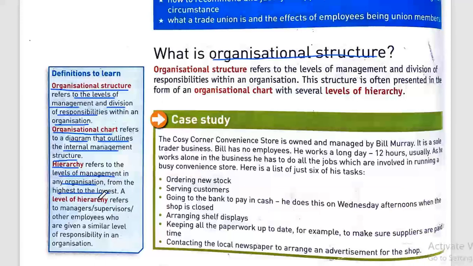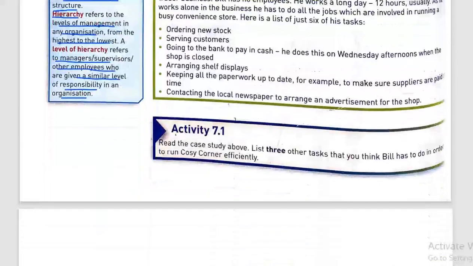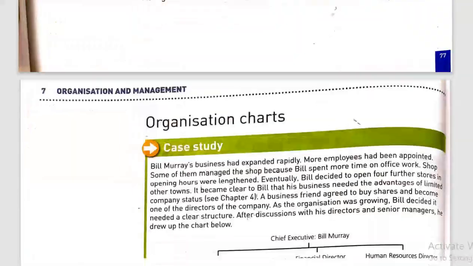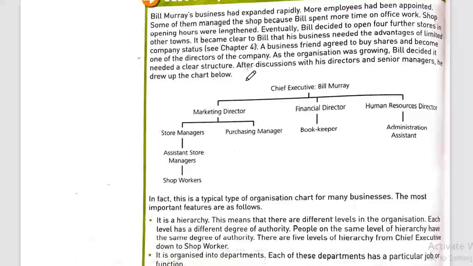So each level of the hierarchy refers to managers, supervisors, or other employees who are given a similar level of responsibility in an organization. Let me show these terms in the diagram over here. In this case study, let's look at this case study. This is an organizational chart dividing the whole organization into different levels, and the responsibilities and tasks are going to be divided into each level.